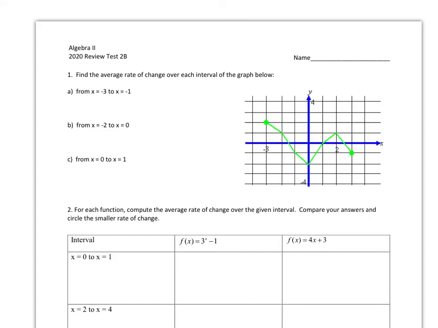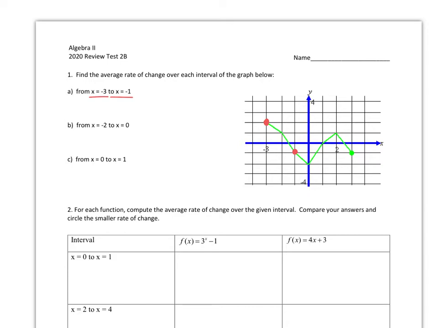For number 1, it's asking for you to find the average rate of change over the given intervals. So when it's talking x equals -3 to -1, you are trying to find the average rate of change from x equals -3 to x equals -1. So you could do two things. One, you could just count rise over run, and that would give it to you.